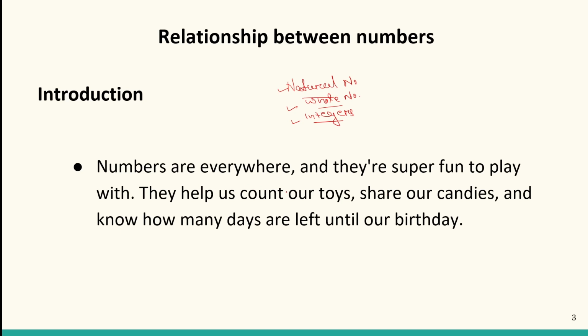Numbers help us to count our toys, share our candies, and know how many days are left until our birthday. You can say that my birthday is only 13 days to go, 12 days to go. These kinds of statements are only possible when we have numbers to quantify things, to quantify days, to quantify years. How old are you? You're 13 years old, 12 years old. How can you say that? Because you have numbers. You can quantify.